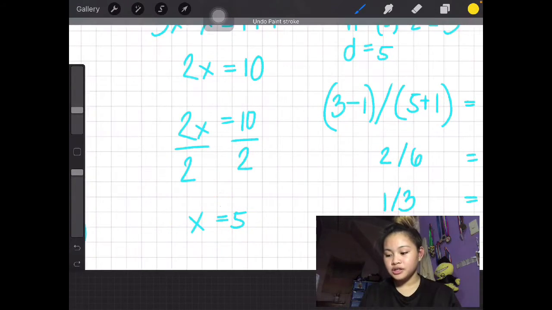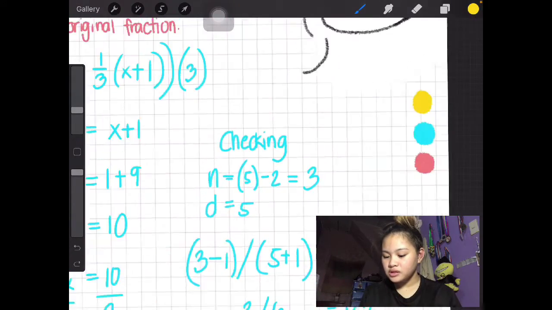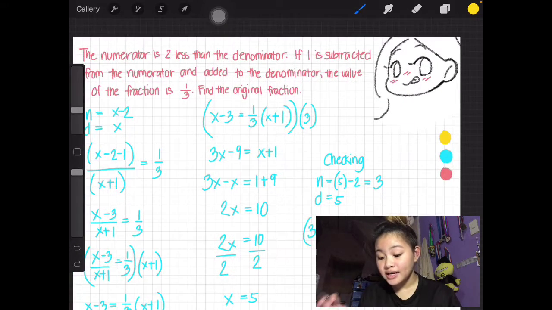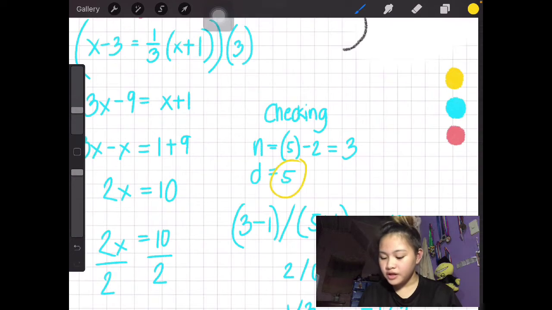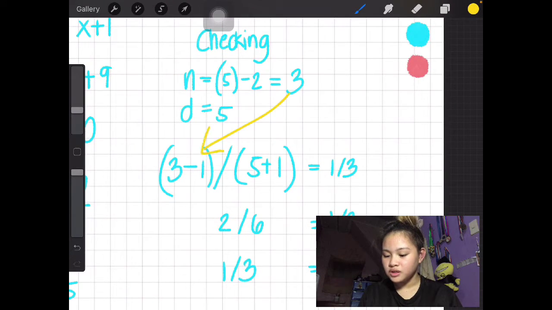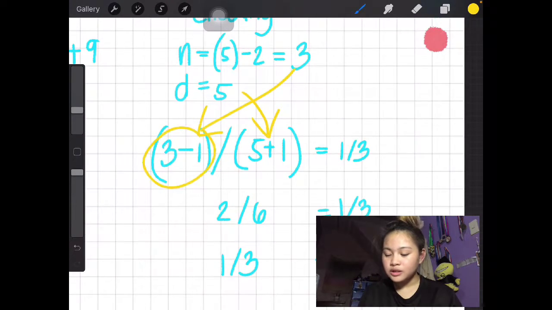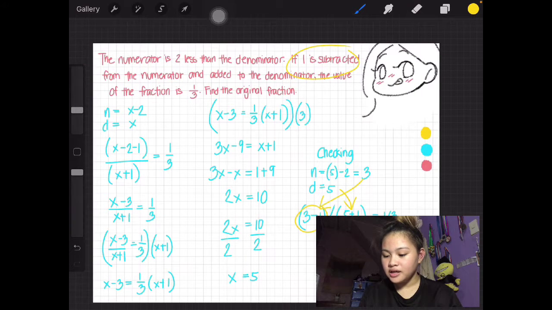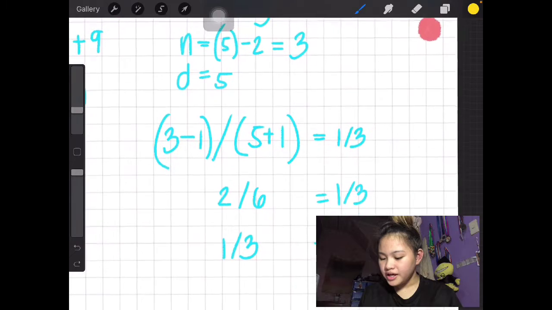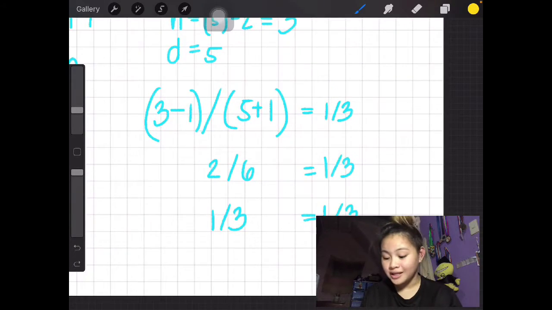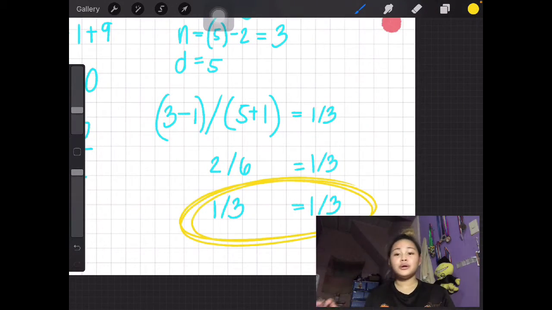To check our answer, we're going to do this. Since the value of x is 5, we're going to replace it by 5. So it is now 3, and then we got 5. After that, we're going to put this one here, and then like the question said, subtracted from the numerator and added to the denominator. So yeah, that is that. And then we got 2 over 6, and if we simplify that, it's 1/3, and we got the answer. So that's it. Let's answer question number 7, and here's the question.